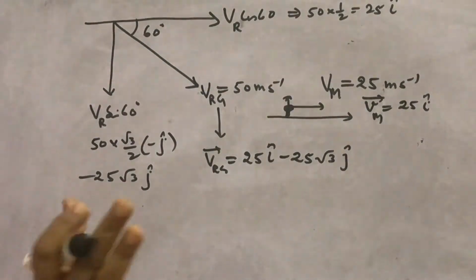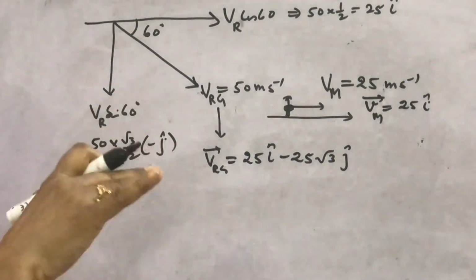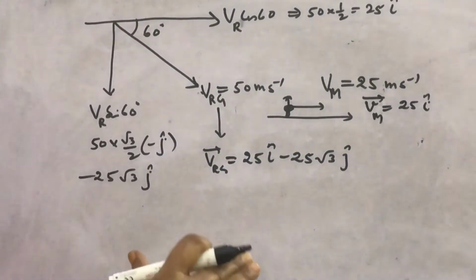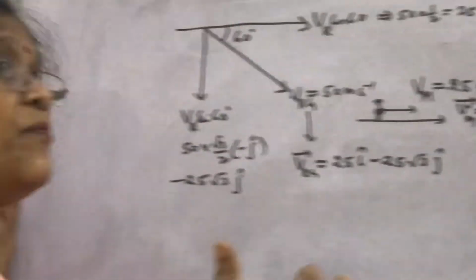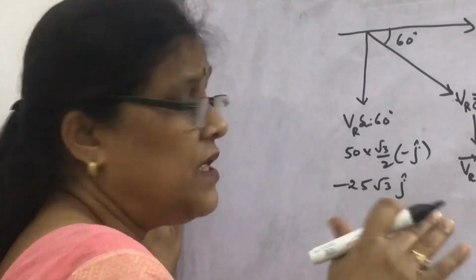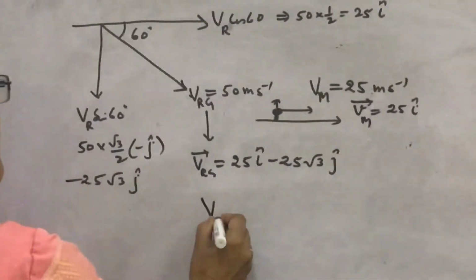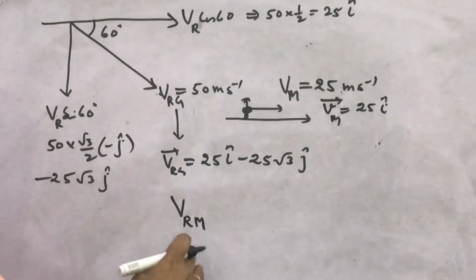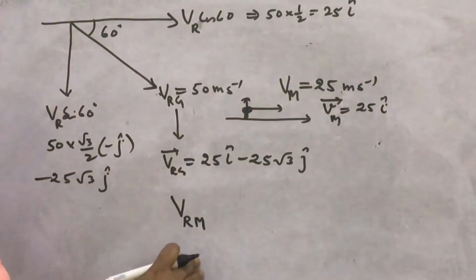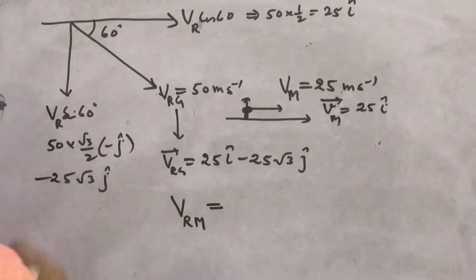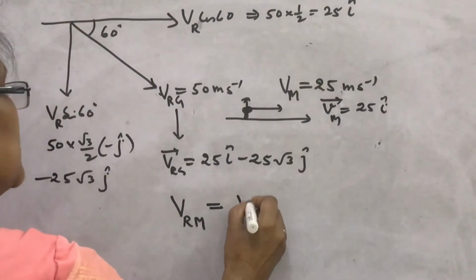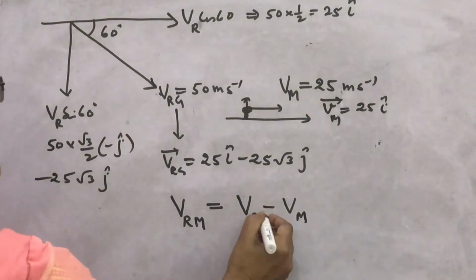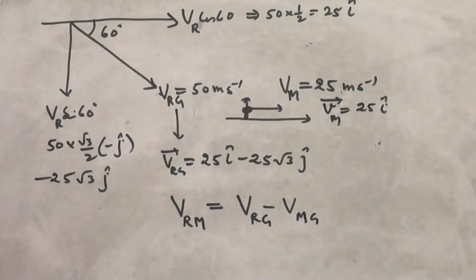What I told is that the direction in which the umbrella is to be opened is opposite to the velocity of rain observed by the man. What I am saying is that you have to find the velocity of rain with respect to the man. Actually rain is falling in this direction. What is the velocity of rain observed by the man? This is the relative velocity. What will you write here? This will be VR minus VM, and both these velocities you can write with respect to ground.